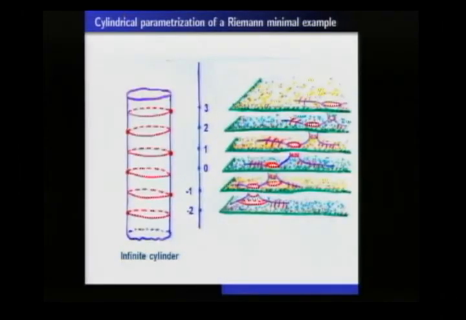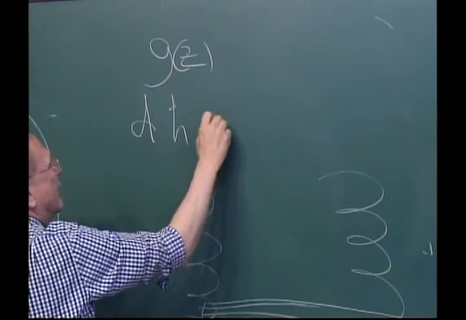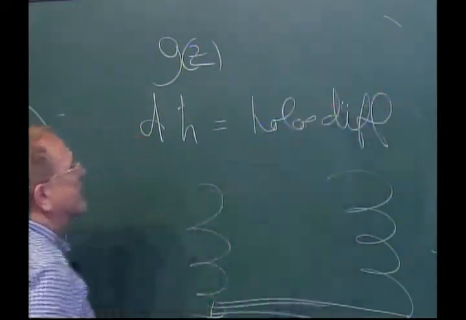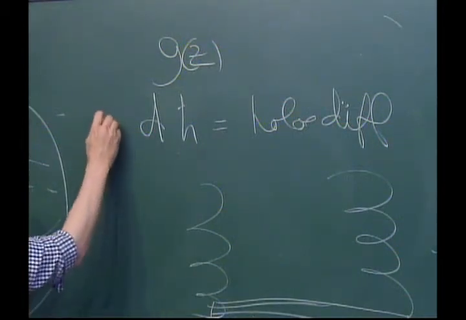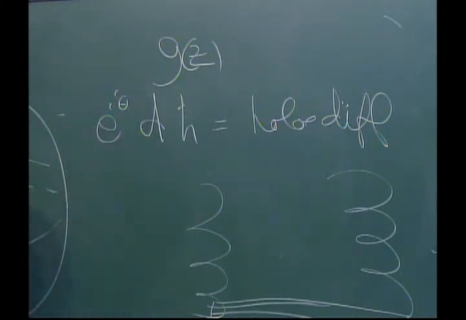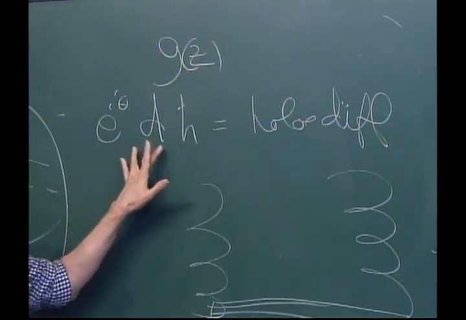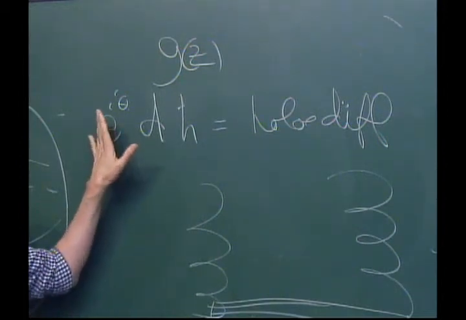I should have said one more thing, something very interesting that happens for the Riemann family. Remember the Weierstrass representation. You have a Gauss map, and you have a differential. So the two ingredients are G of Z and DH, which is a holomorphic differential. Okay, we have those two pieces of information. If you multiply this by e to the I theta, you don't change the Gauss map, but you just rotate this holomorphic differential by e to the I theta.